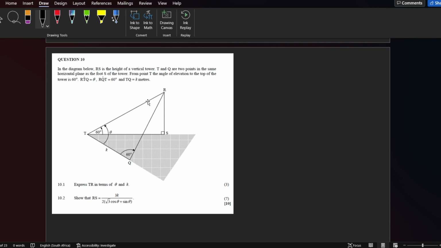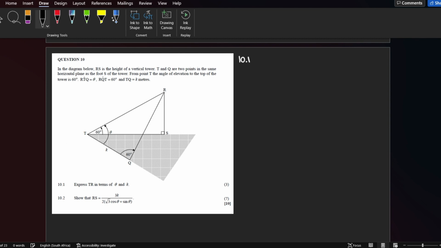So we can find this angle in terms of theta. That means we have two pairs of one side and one opposite angle each, because the angles correspond to those sides, meaning we can use our sine rule. So we will use the sine rule to solve for TR in terms of theta and K. So let us do that.